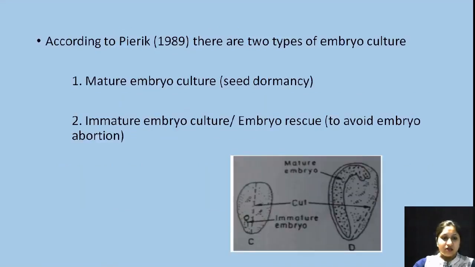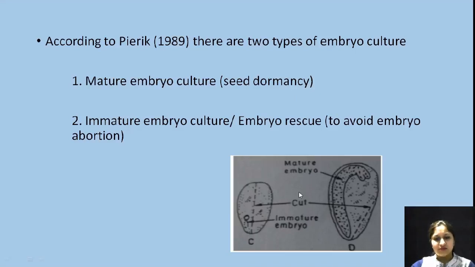Okay, so according to Perrick, there are two types of embryo culture. First is mature embryo culture, which is done for seed dormancy, and another one is immature embryo culture, or we can also call it embryo rescue, which is done to avoid embryo abortion. Embryo abortion can be due to so many physical and environmental causes, which we are going to discuss next. So you can see here the picture.